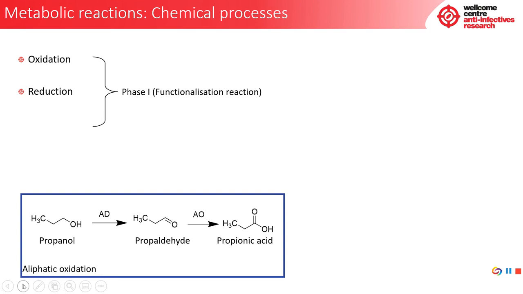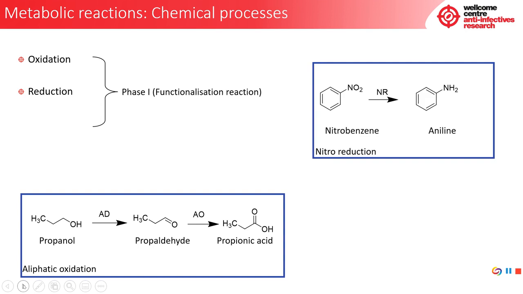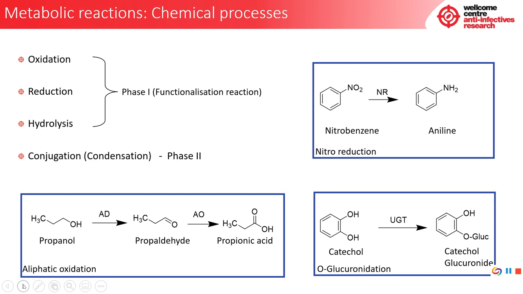We can have reduction, and for this example we are looking at the reduction of nitrobenzene by nitroreductase to aniline. We could have hydrolysis where water is added to break an ester bond or an amide bond, for example. We could have conjugation, which is essentially a condensation reaction in phase 2. In this case, we're looking at the glucuronidation of catechol to catechol glucuronide by UGT.